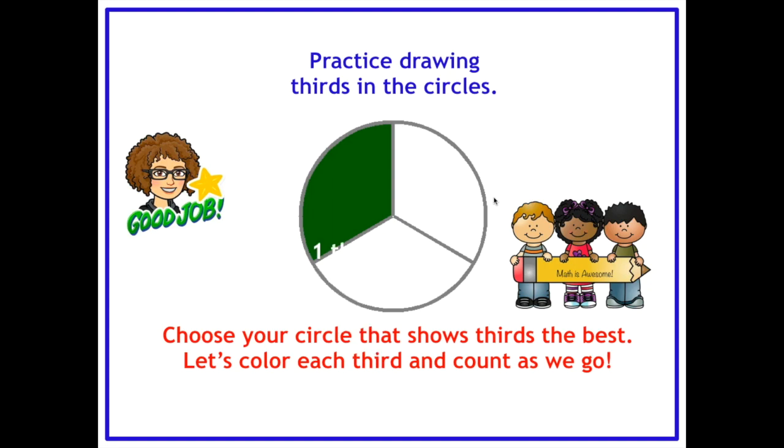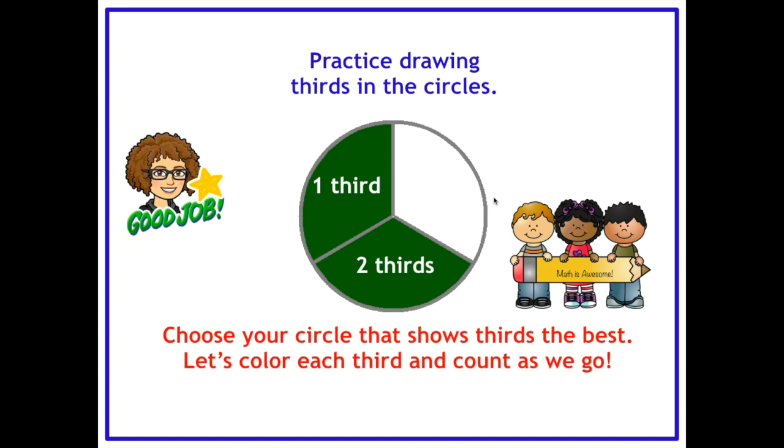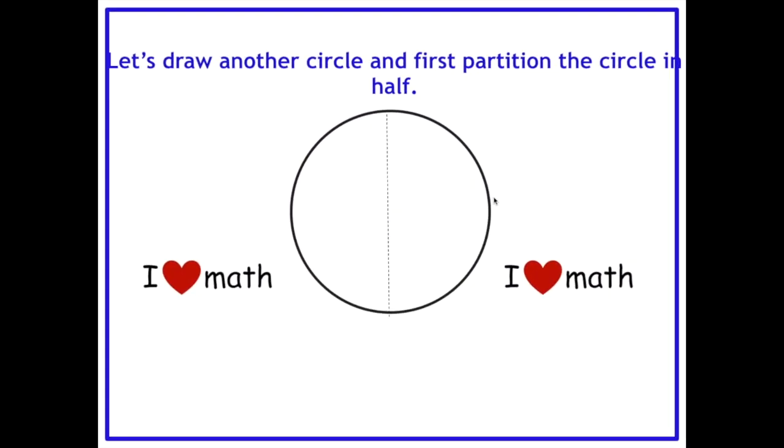So right now we have 1/3. If I color this one in, I have 2/3. And now if I color this one in, I have 3/3. I have a whole. Let's draw another circle and first partition the circle in half.